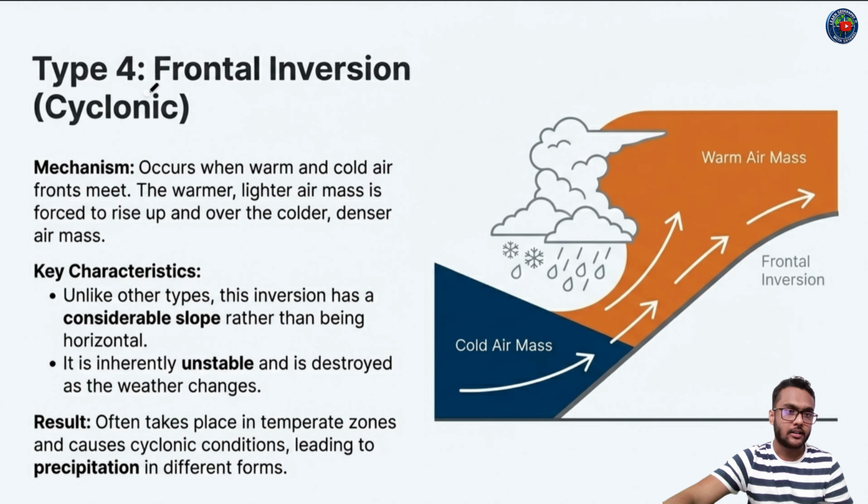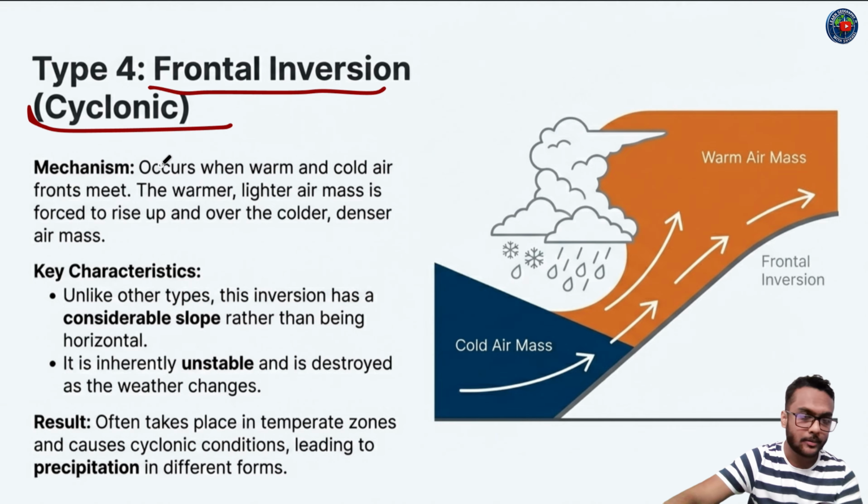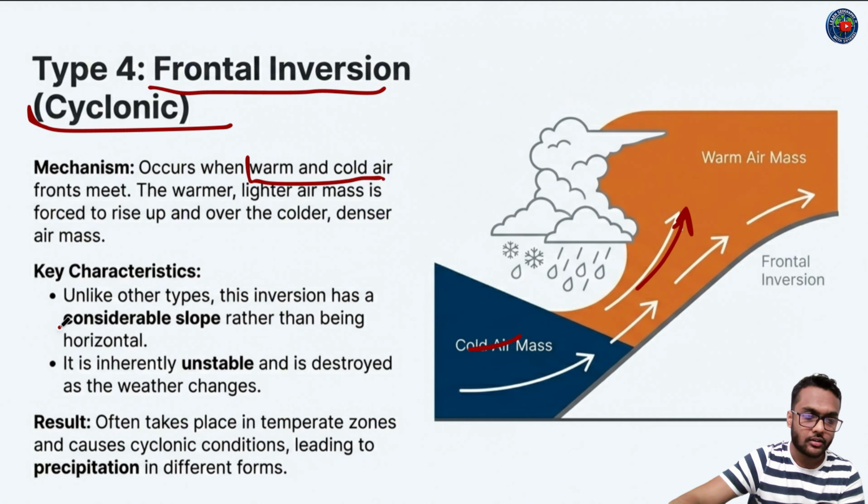The final type of temperature inversion is frontal inversion. It creates cyclones. The mechanism is that it occurs when warm and cold air fronts meet, and the warmer, lighter air mass is forced to rise up and over the colder, dense air mass. This is the cold air mass, and this is the warm air mass. The warm air mass rises upwards.